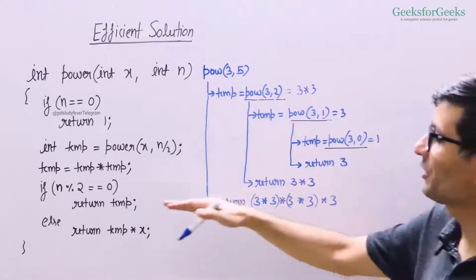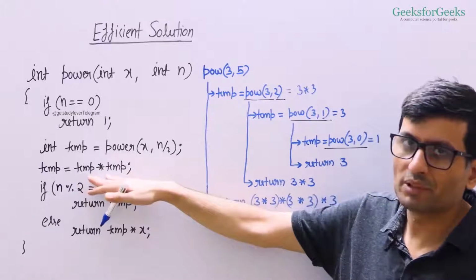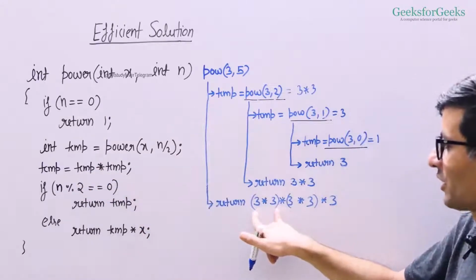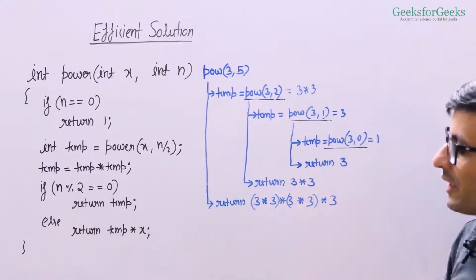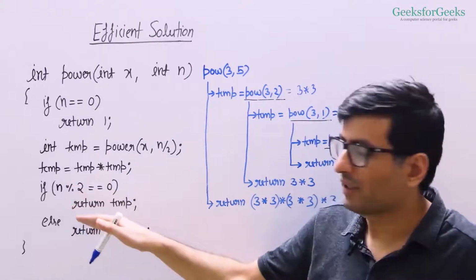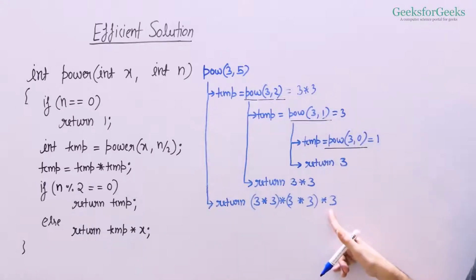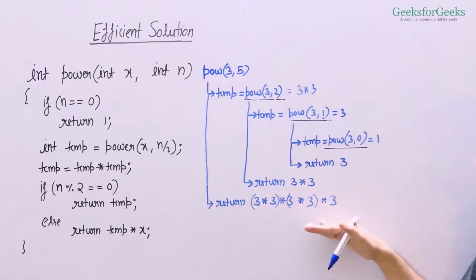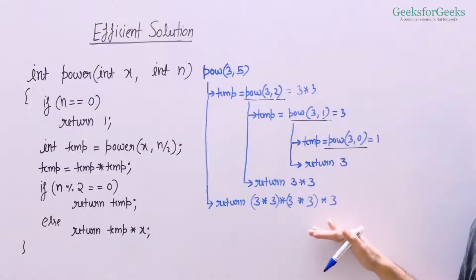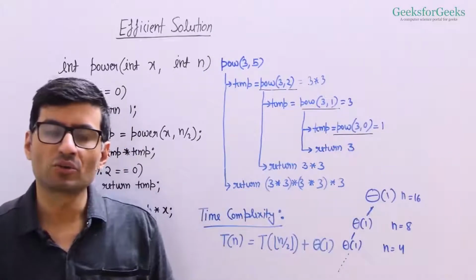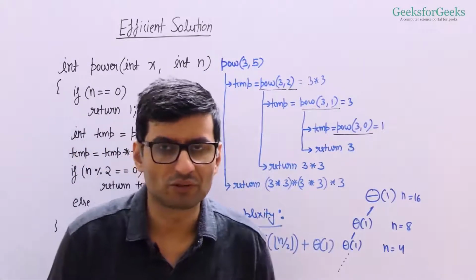So what it is going to do, it's going to first do temp equal to temp into temp. So it's going to do 3 into 3 multiplied by 3 into 3. And now it checks if n is even or odd. N is odd here. So what it's going to do, it's going to multiply one more 3. So that's your final result, which is 3 raised to the power 5. That's what we wanted. Let us now quickly analyze the time complexity of this solution.